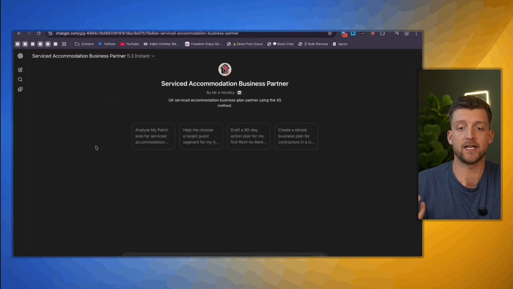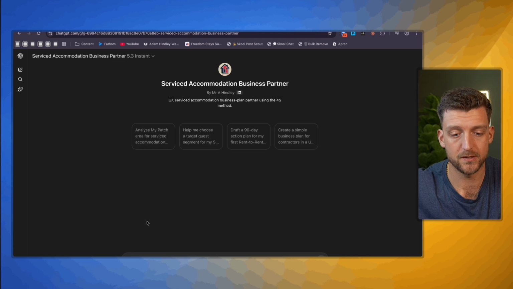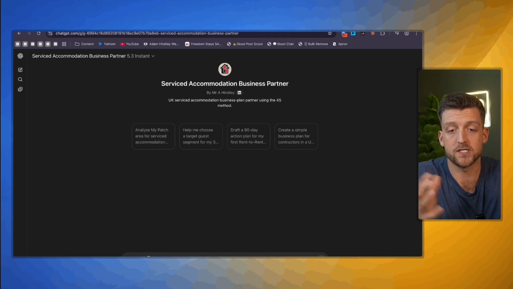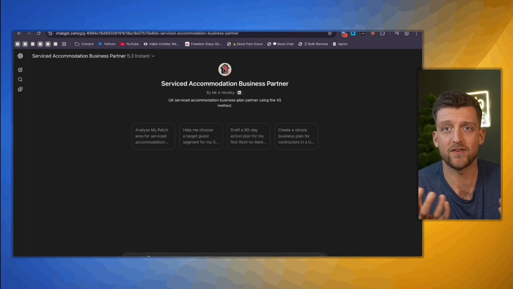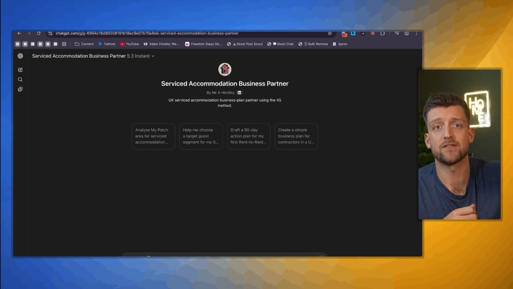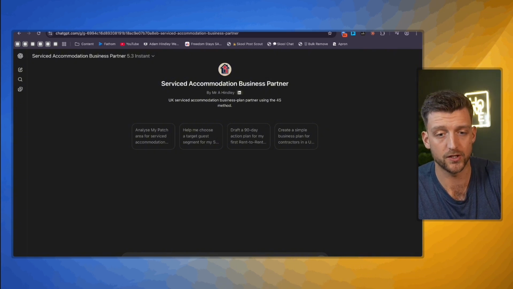So let's take a look at it here. This is the service accommodation business partner. All I'm going to do is give it a little prompt and we're going to see what kind of things it comes up with, because it's going to ask us some questions back, get an idea about what we're looking at and how much money we've got to invest. Then it's going to give us an idea of, okay, these are the types of people that you need to be targeting, these are the types of properties that you need to be going for as well.